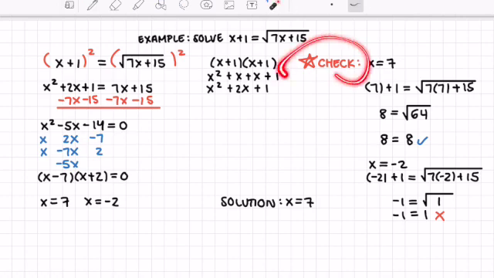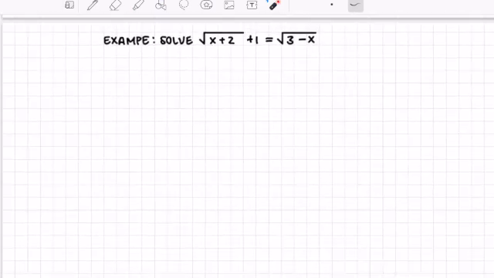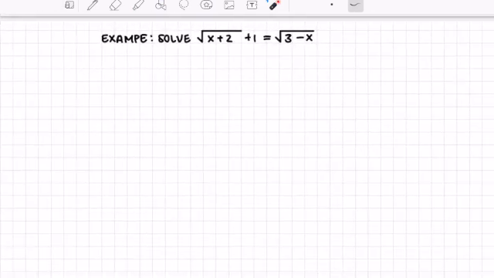So again, it's really important that you make sure to check after solving a problem that provides you with two different solutions. Let's try out one more problem. Let's say, for example, now you have a radical on both sides of the equation. And on top of that, you have a plus 1 on the outside.